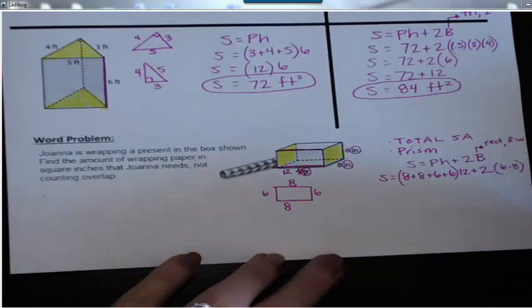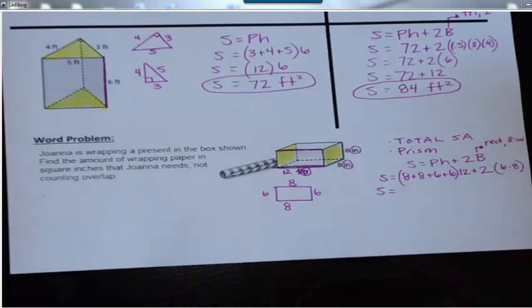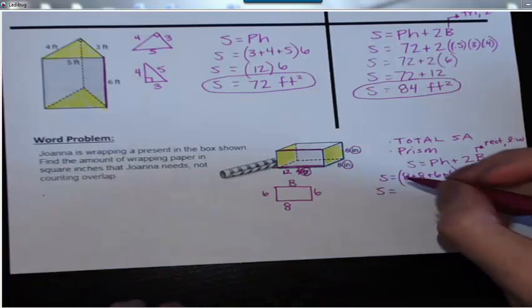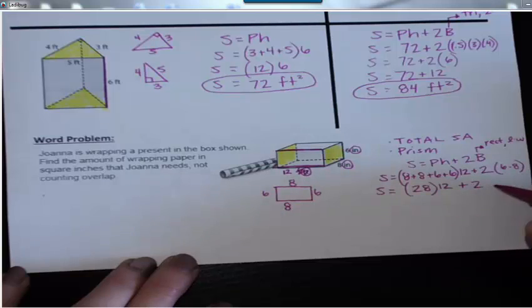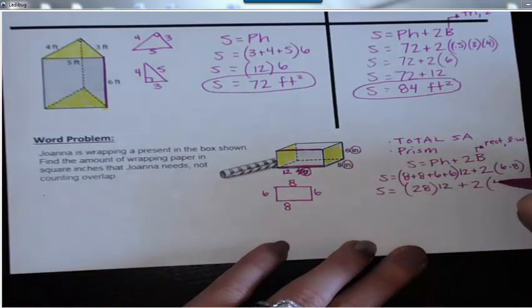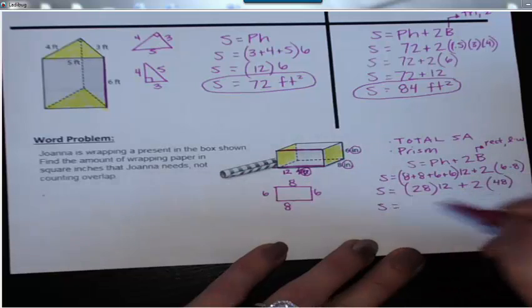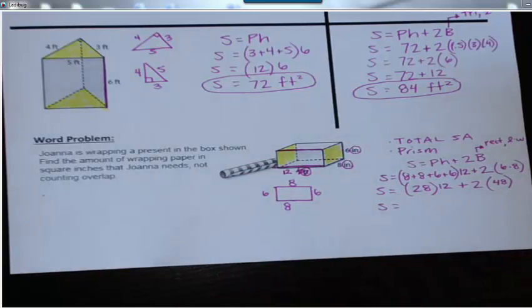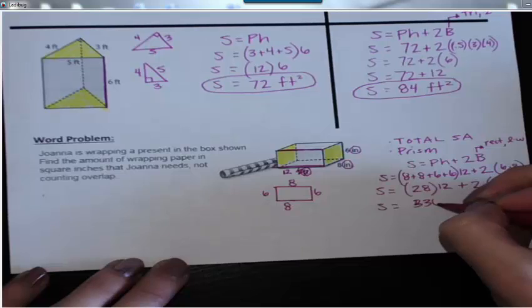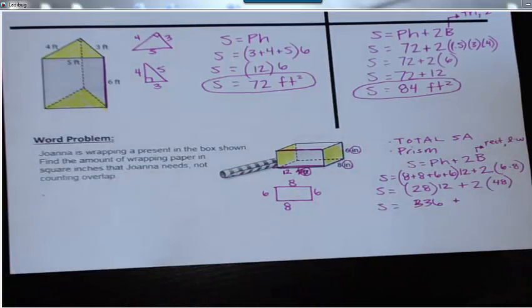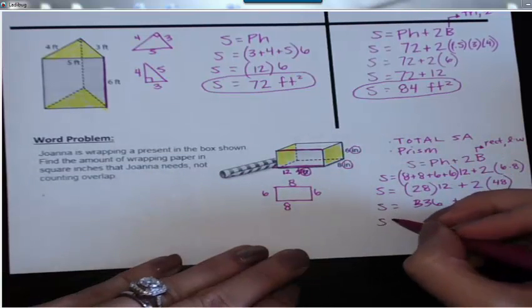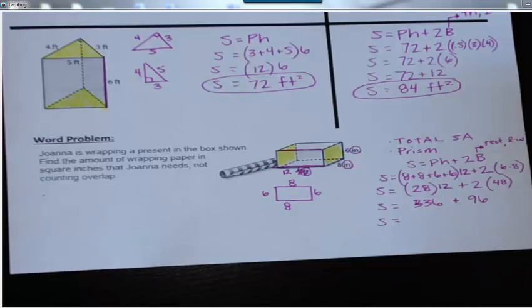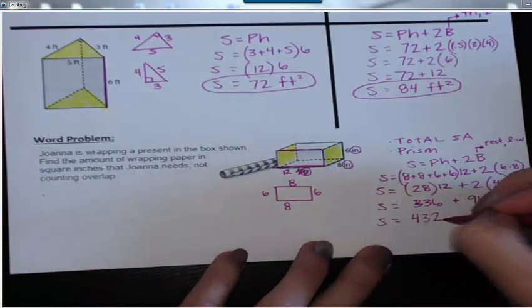Okay, so right now, first thing I'm going to solve what's in parentheses. So in this parentheses, I have 8 plus 8 plus 6 plus 6, which ends up being 28. 28 times 12 plus 2, I'm going to multiply 6 times 8, which is 48. This operation here is multiplying, so I'm going to multiply 28 times 12, 336, and 2 times 48 is going to be 96. So I'm simplifying. All I have to do is add this together, 336 plus 96, and it's 432.